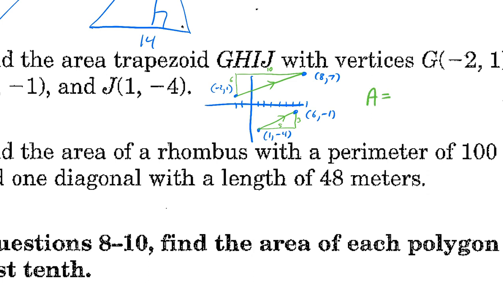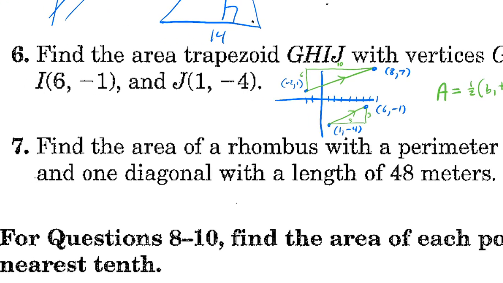So I already know the area is equal to 1/2 base 1 plus base 2 times height. I just need to find those values. So I'm going to use Pythagorean theorem and go 3 squared plus 5 squared equals base 1 squared. So that's 9 plus 25 or 34 equals base 1 squared. So base 1 is root 34.